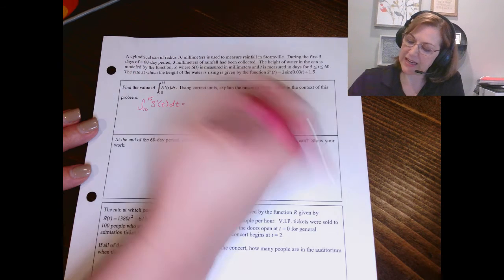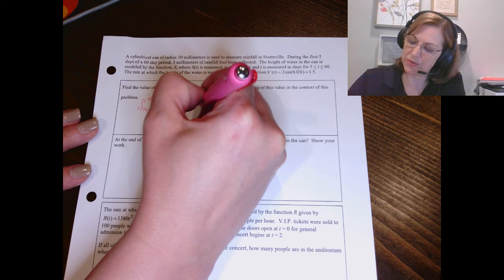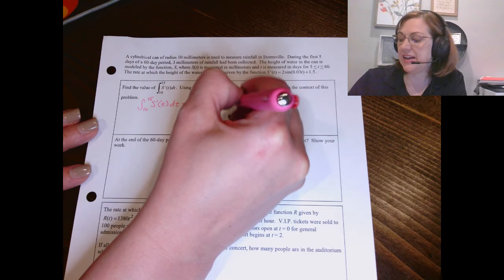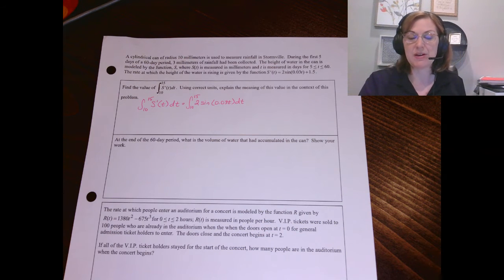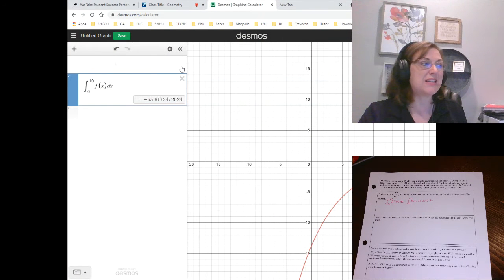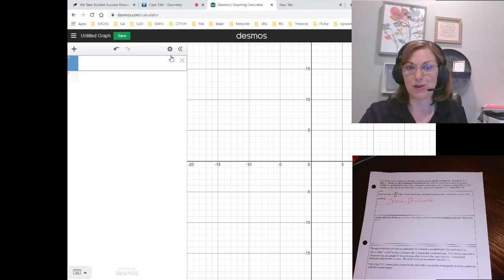So that means I'm going to use my Desmos calculator again. I get the integral of 2 sine of 0.03t dt. Now, friends, if you're using an 84, you definitely can do the same. You can get the 84 to give you the same calculations. You just have to use the second trace menu.